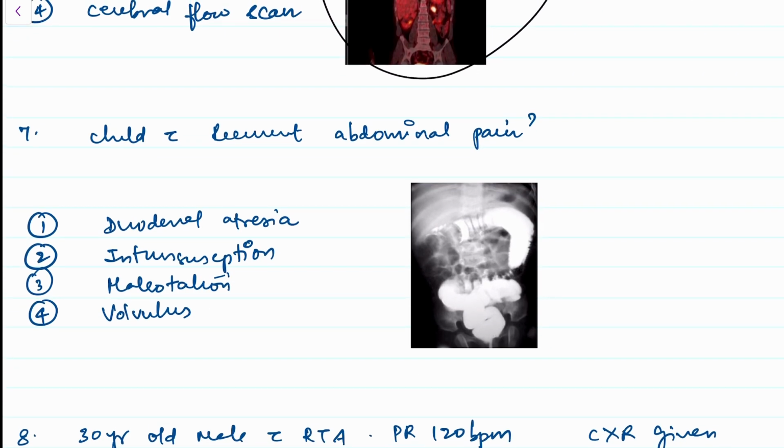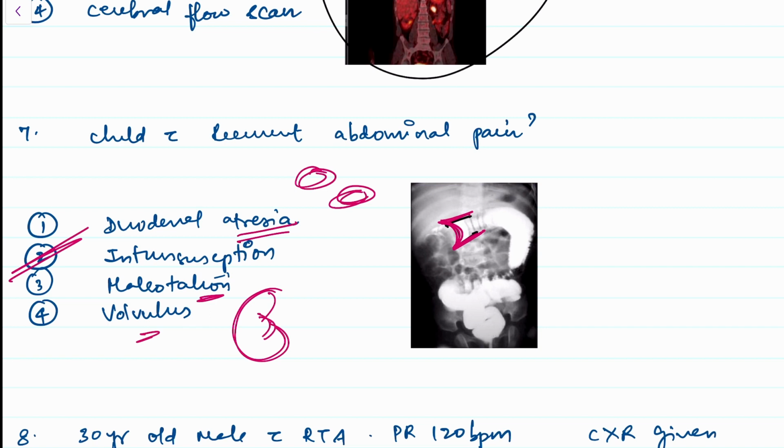Next up, a child with recurrent abdominal pain, straightforward. This is the claw sign which you see. So this was given and the answer would be intussusception. In volvulus you will have a large coffee bean sign. In atresia you will have a double bubble sign. In malrotation there will be opacification of bowel loops of only one side in the abdomen. So the answer here is intussusception.